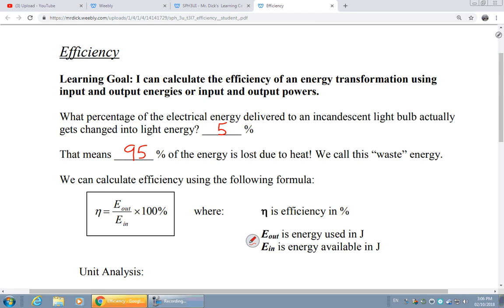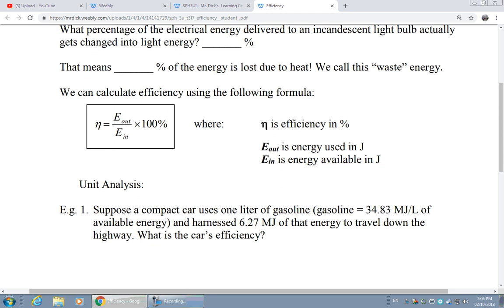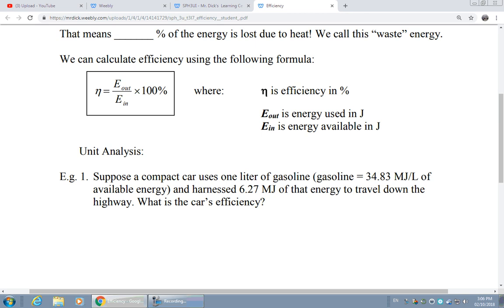If we actually want to calculate efficiency, it leads us to a fairly simple formula. Now we use a bit of a fancy Greek letter to represent it. This Greek letter is called eta, but it really just looks like a scripty N with an extra little tail. So if you draw a handwriting N and give it an extra little tail, that's essentially what the Greek letter eta is supposed to look like.